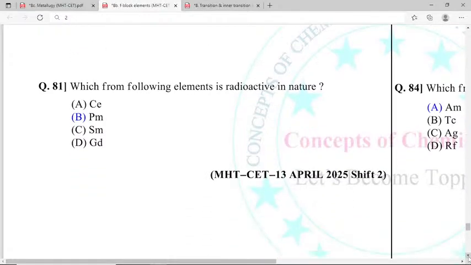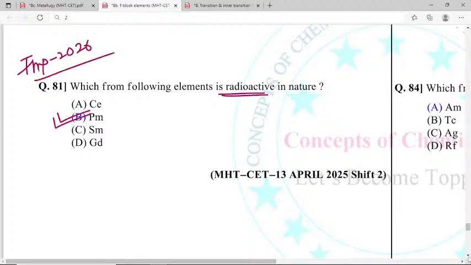Which of the following elements is radioactive? Very, very important question. Radioactive element: promethium. This is very, very important for the 2026 exam. Please note here. Radioactive element, atomic number 61. This is the only lanthanoid that shows radioactivity.